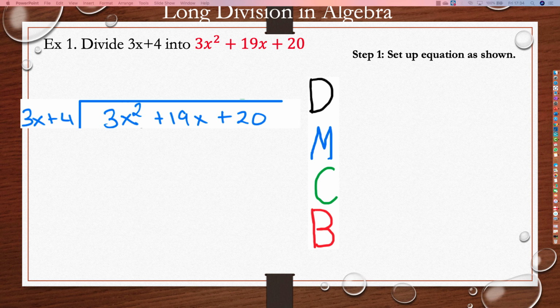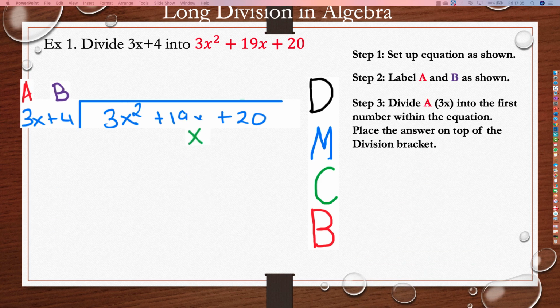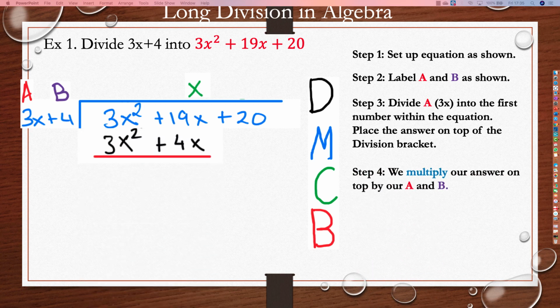3x goes into 3x squared. Our first bit of divide: 3x into 3x squared is x times. There's your division. We're doing multiplication then. x by 3x gives you 3x squared. x by 4 is 4x. There's your multiplication. Your next is C, change.